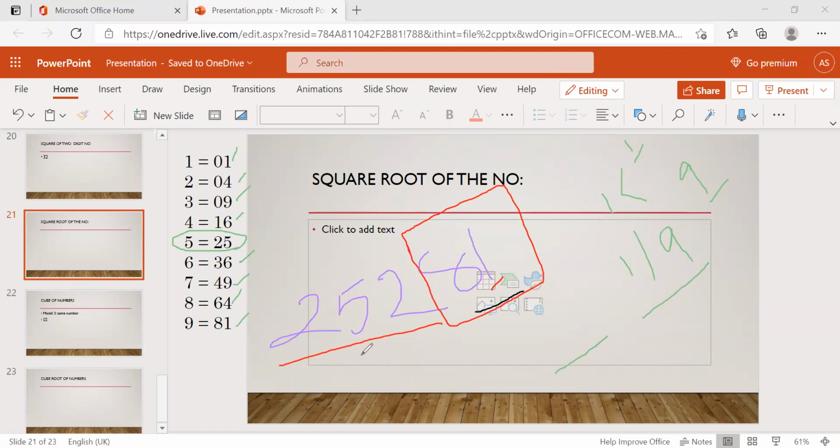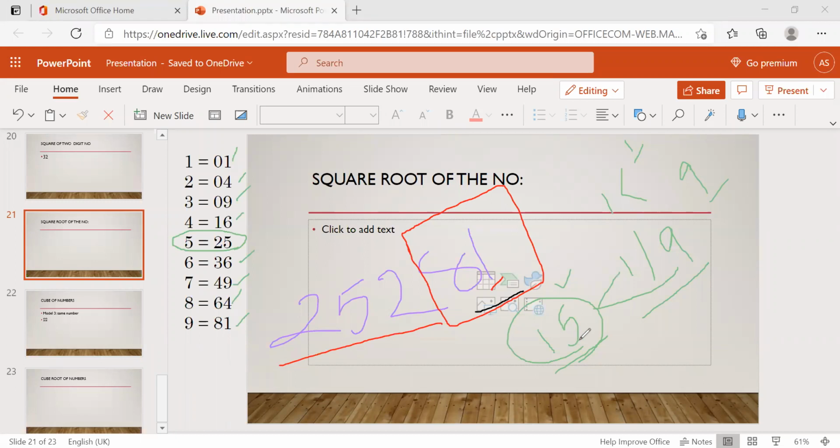And come to this one, the remaining part. Which one is the closest square number to this? 252. 15 square is 225. 16 square is 256. So which one is closer? 15, right? Just take the 15. Now we know that one number is 15. It is fixed. Then we have to take either 1 or 9. So which one are we going to take? By using multiplication with the next number.